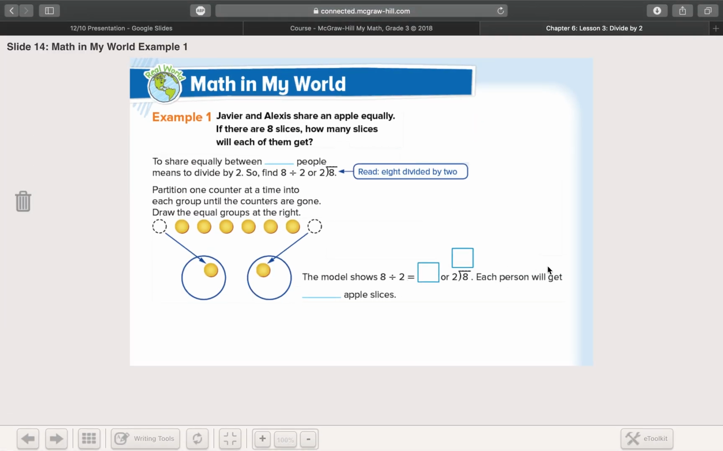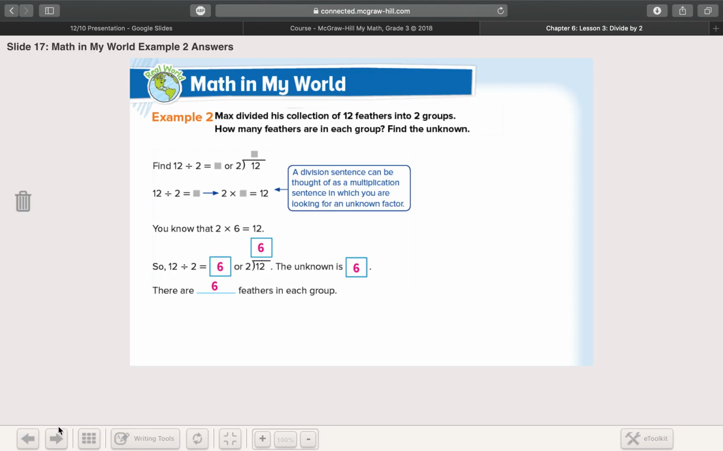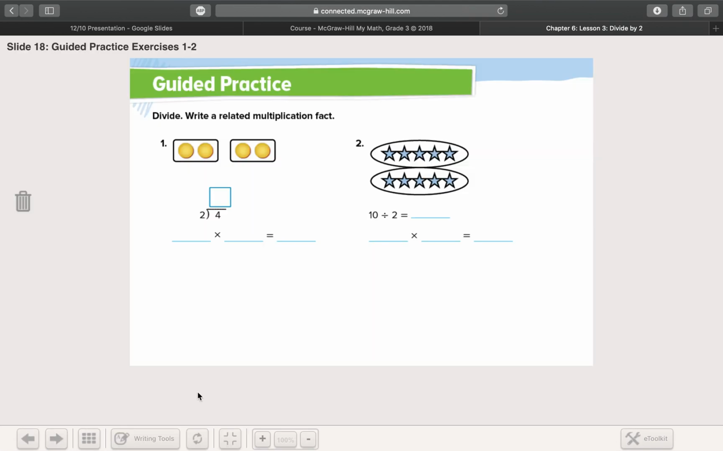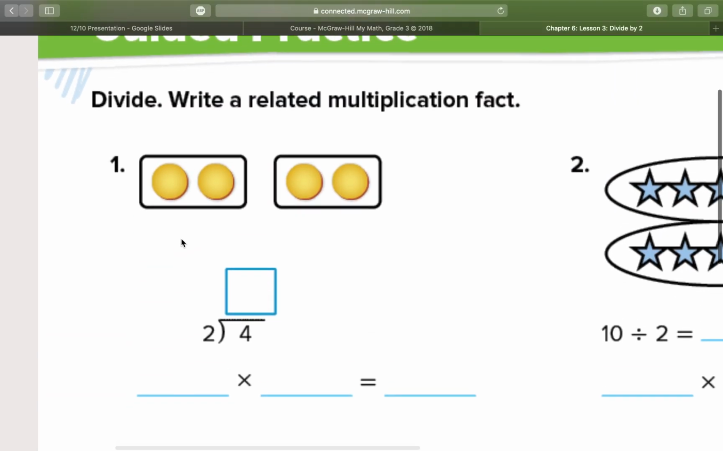So each person will get how many apple slices? 4 apple slices. So let's check our work. And 4 is correct. Excellent job, Katie. Okay, so let's just do a couple more.